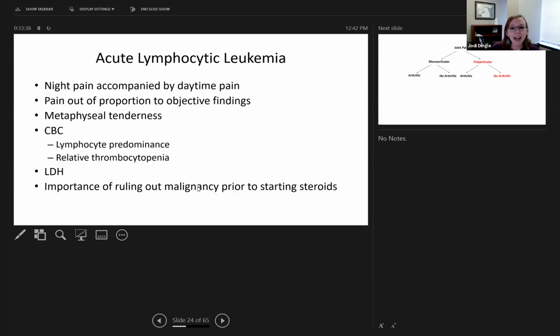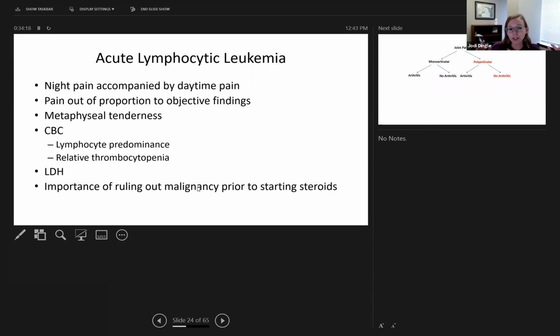All right. ALL is something else I wanted to bring up, some of the specific characteristics of this, because it's in the less likely but you don't ever want to miss category. So nighttime pain is really important and seen often in ALL, but they also have daytime pain, which would differentiate it from growing pains, which we'll talk about in a minute too. The pain is usually out of proportion to what you objectively see on exam. They can have metaphyseal tenderness, so right outside the joint.